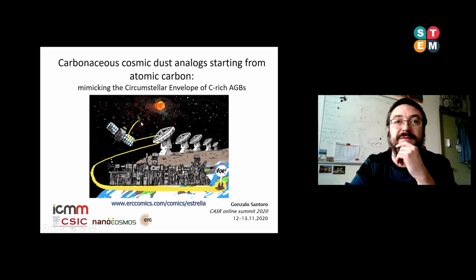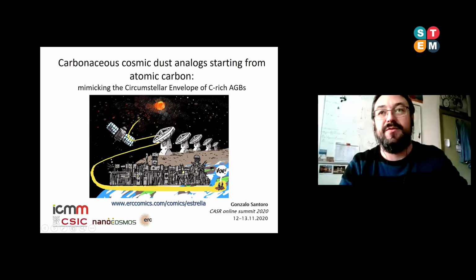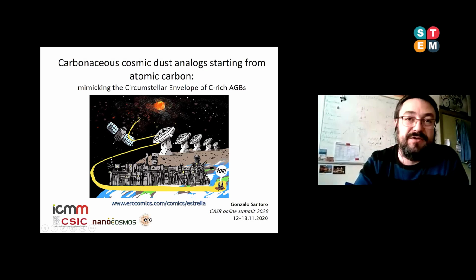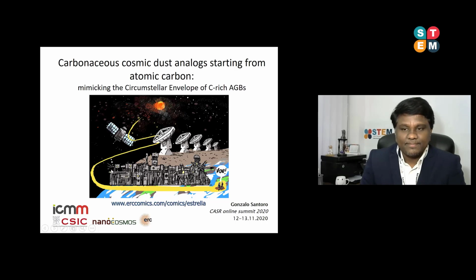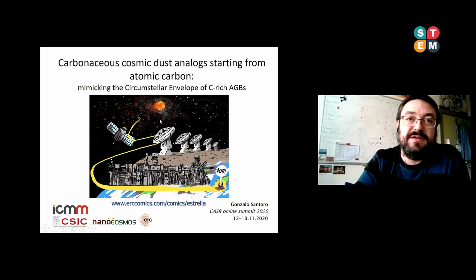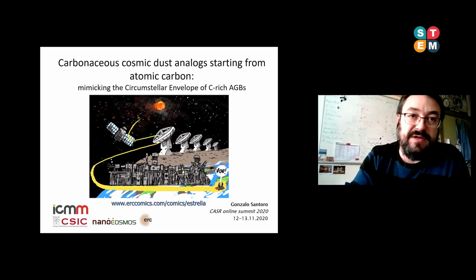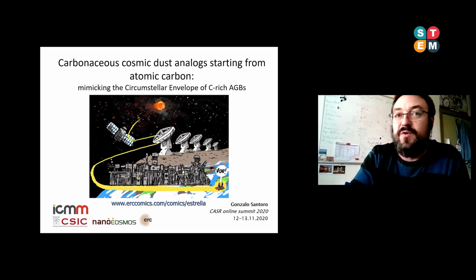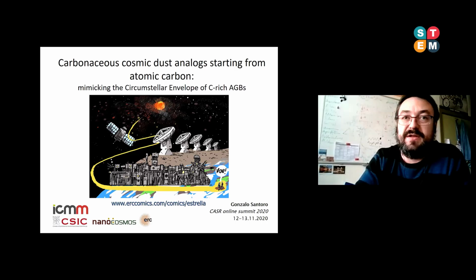Good morning, everybody. I'm going to talk about a different approximation to understand what is happening in space and in astrochemical environments. The approximation we are using is laboratory astrochemistry. Basically, we simulate in the laboratory some processes that are occurring around AGB stars. Today, I will talk basically about the formation of cosmic dust analogs starting from atomic carbon.